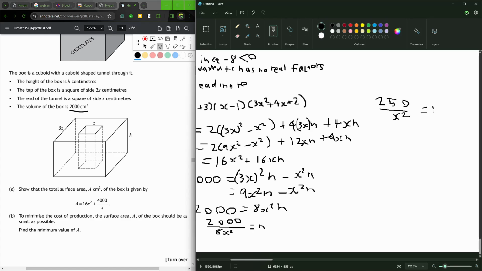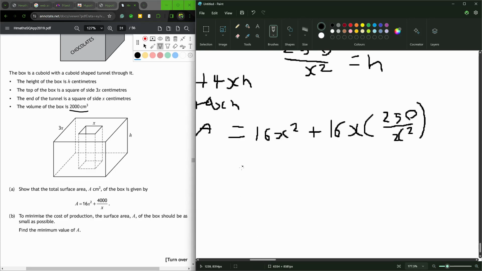And then we go back into our original formula. We're going to substitute it in. So this is A equals 2x squared plus 16xh. If you're not following on, that's perfectly okay. This, by the way, is all for 3 marks. It's actually ridiculous, right?